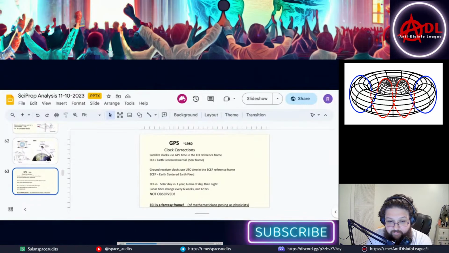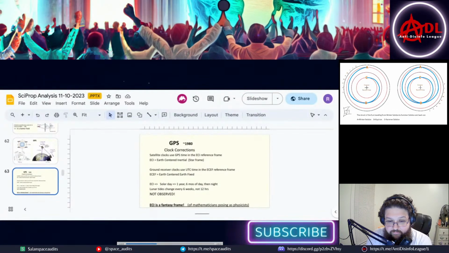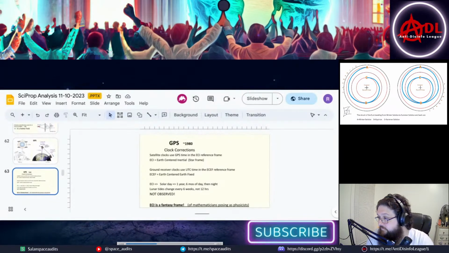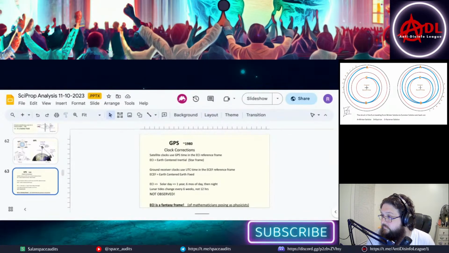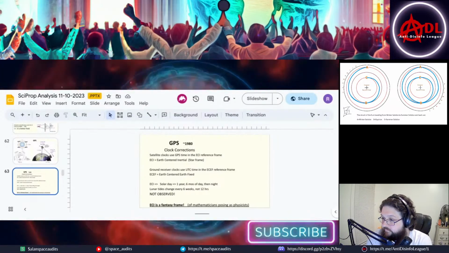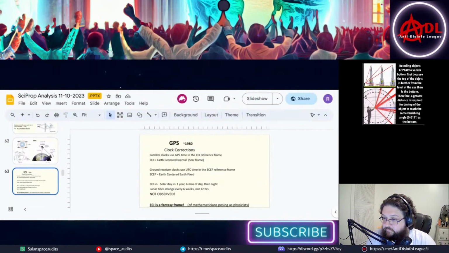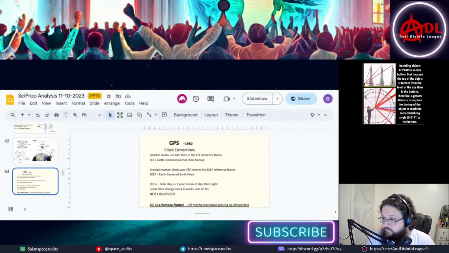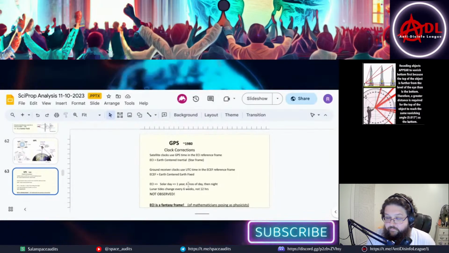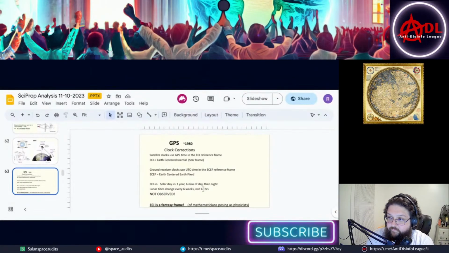Tides would change every 6 weeks, not every 12 hours. And if you've ever seen the movie The Day the Earth Stood Still, Hollywood has actually taken this idea and shown that this would produce tremendous winds across the surface of the Earth, because one side of the Earth is 6 months in darkness, while the other side of the Earth is 6 months with direct sunlight. So obviously it is not observed. All of these changes that I list here are not what we see. And yet they claim this is the frame that you must use in order to make GPS work.